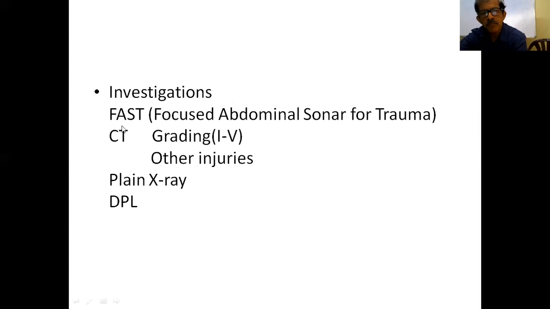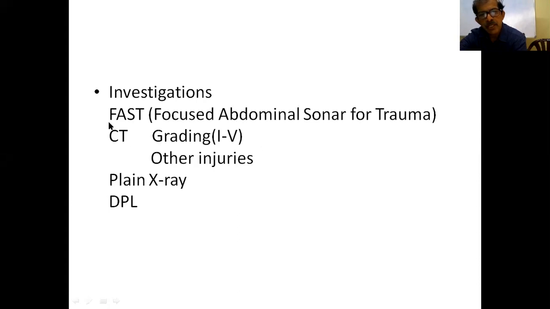So of course, CT is the investigation of choice once the patient is stabilized. If he is not resuscitated properly, if you take him to CT, then it is detrimental to the patient. According to CT, there are 5 grades depending upon the extent of injury. This 5th grade is equal to the hilar injuries or shattered spleen, just like shattered kidney you might have heard in renal injuries. Here also shattered spleen is 5th grade.